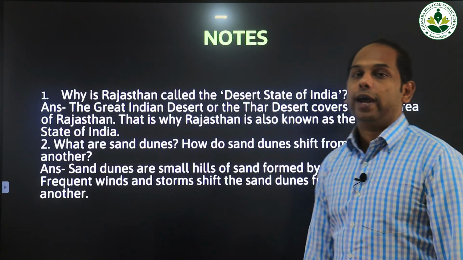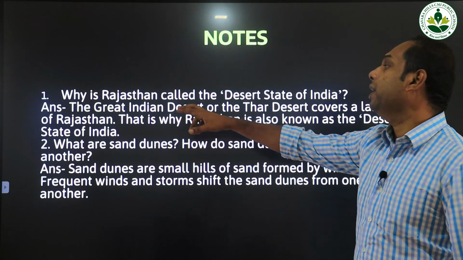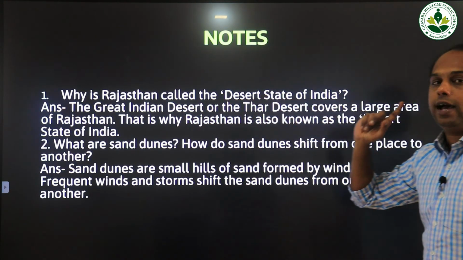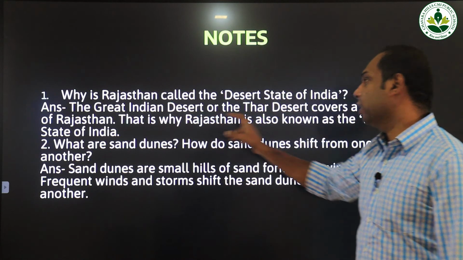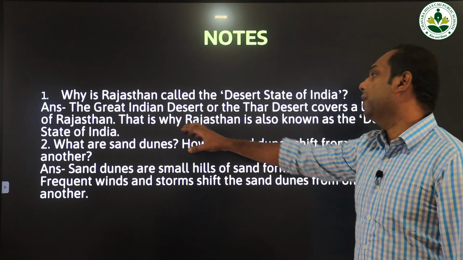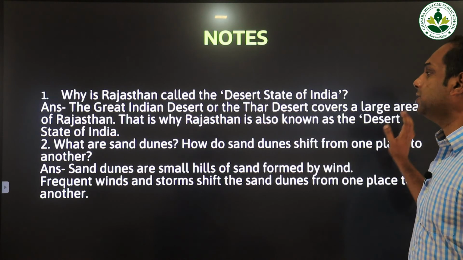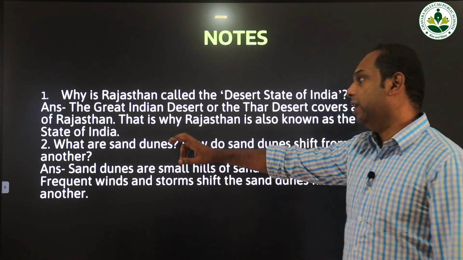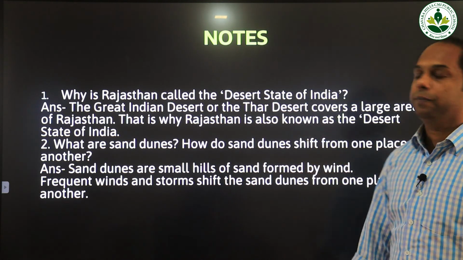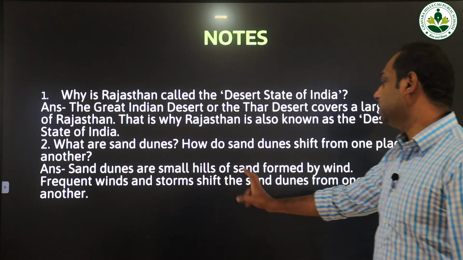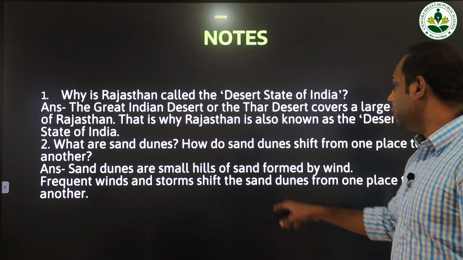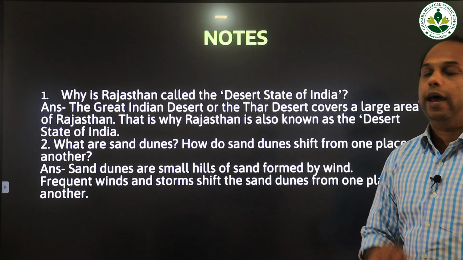This is a note for you. Write down the note. First question, why is Rajasthan called the desert state of India? The Great Indian Desert or the Thar Desert covers a large area of Rajasthan. That's why Rajasthan is also known as the desert state of India. Second question, what are sand dunes? How do sand dunes shift from one place to another? Sand dunes are small hills of sand formed by wind. Frequent winds and storms shift the sand dunes from one place to another.